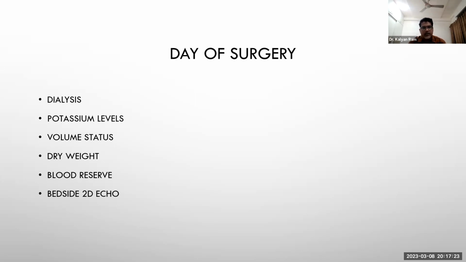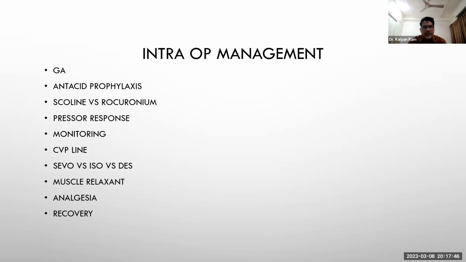Blood reserve: generally kidney transplantation does not have much blood loss, but as surgeons are dealing with major vascular structures, sudden bleeding can occur at any time, so adequate blood should be cross-matched and kept ready in case of emergency. On the day of surgery, a bedside 2D echo for recent changes in left or right ventricular function is warranted in these patients. Intraoperative management: generally it is done with general anesthesia with endotracheal intubation.